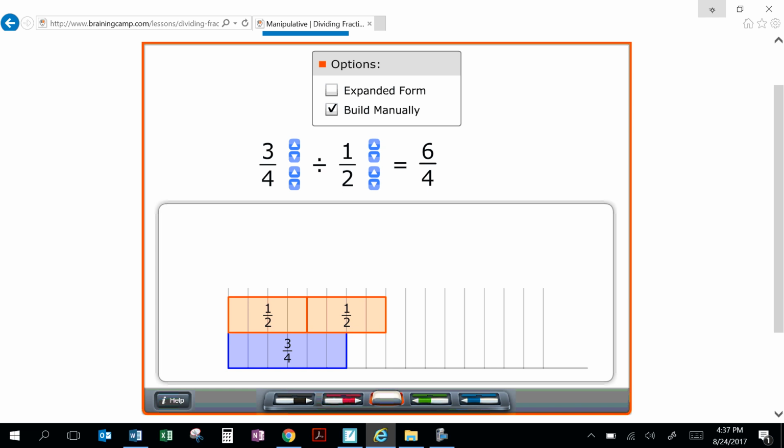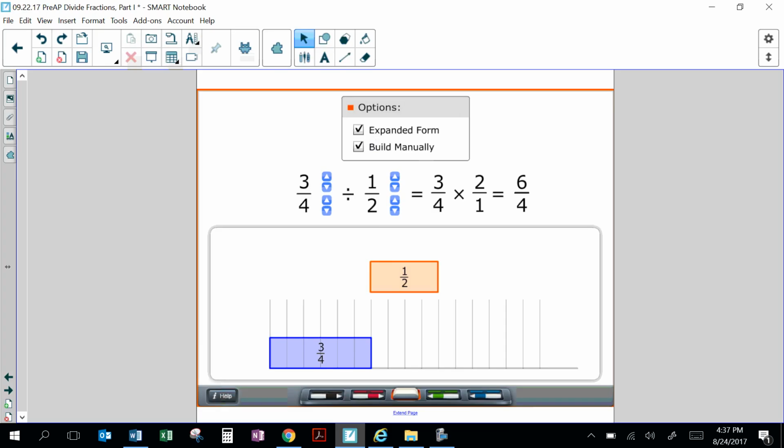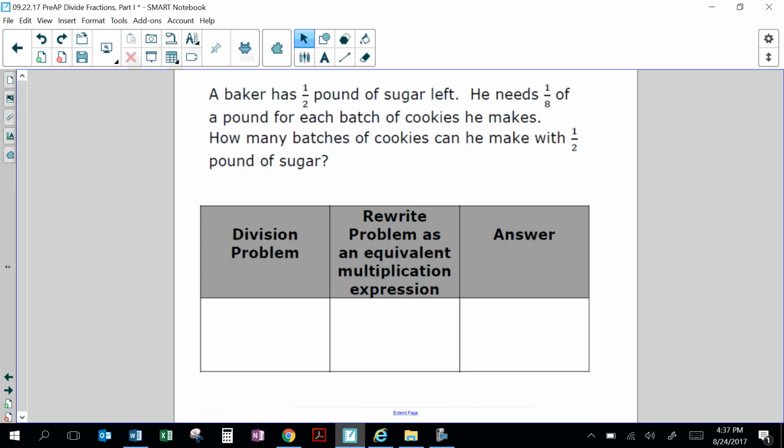You multiply by its reciprocal. So what's the reciprocal of 1/2? 2/1. So you multiply across: 6/4, which is 3/2 or 1 1/2. Now it's time to do questions without using fraction bars. Again, you may use them if you need to.